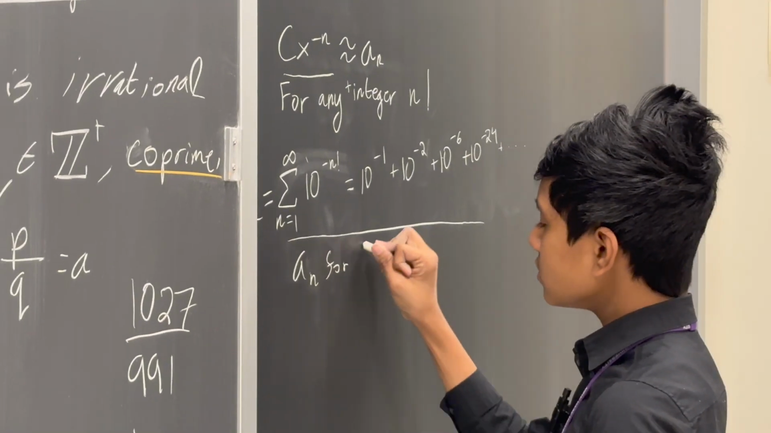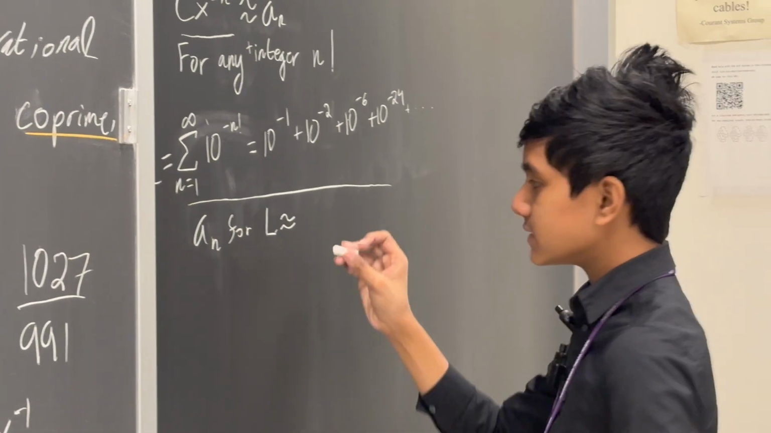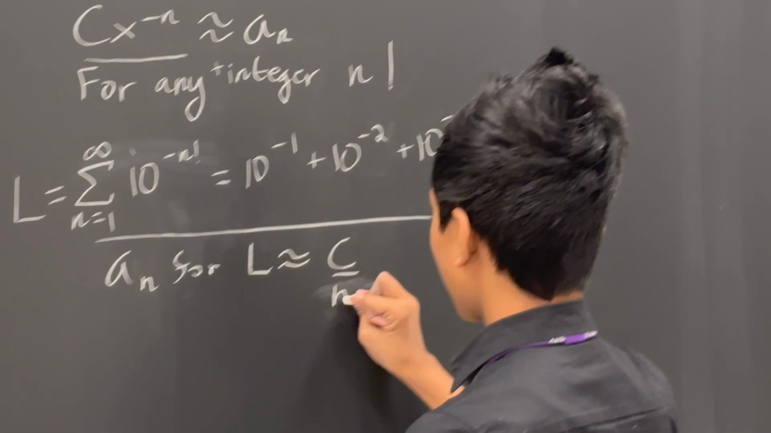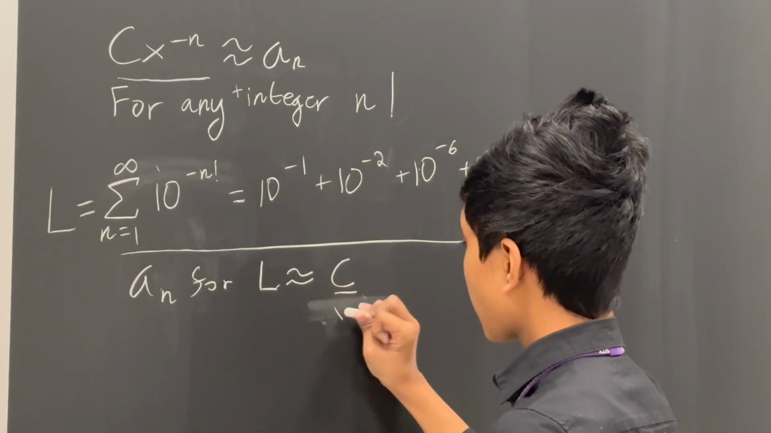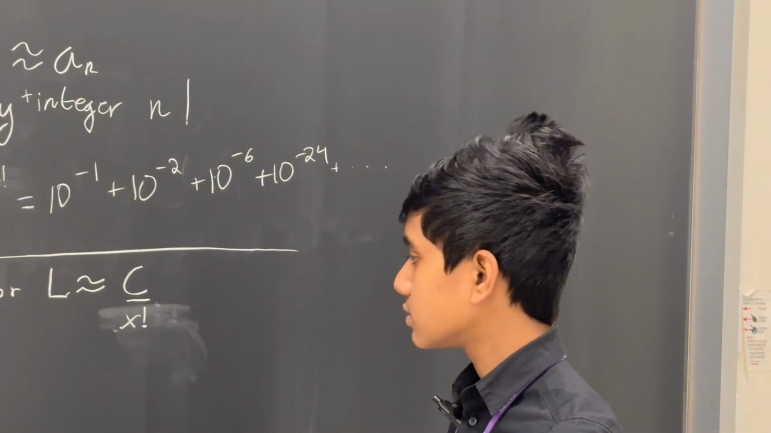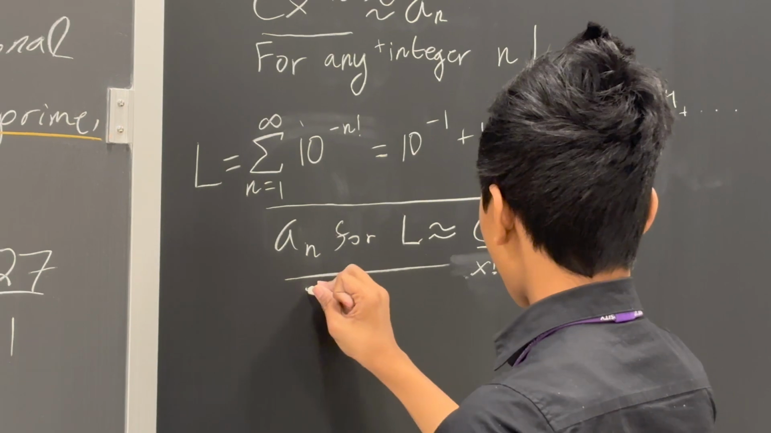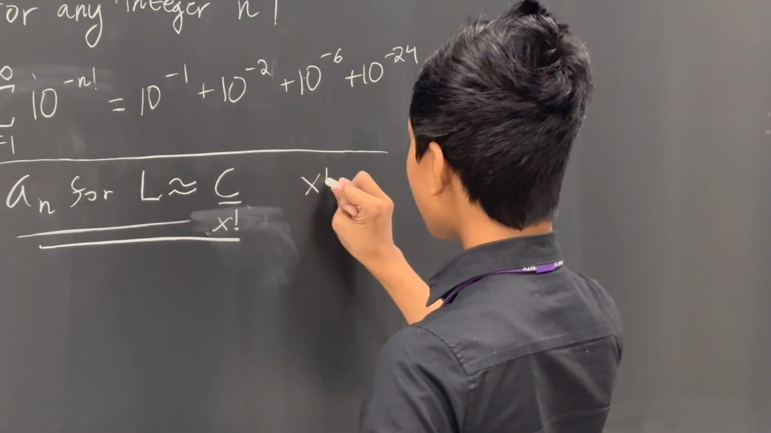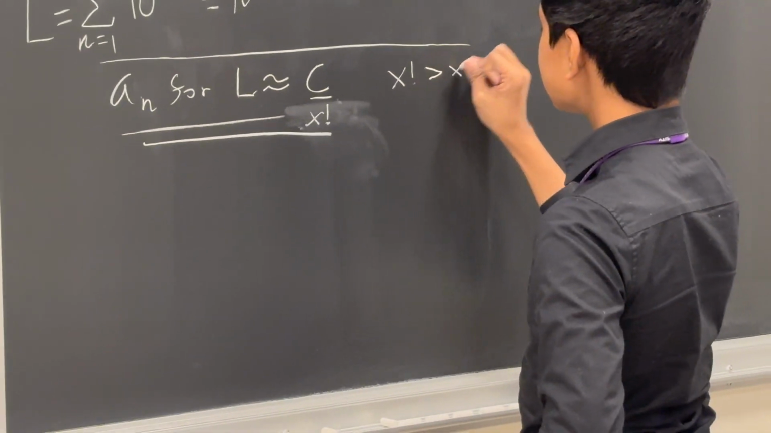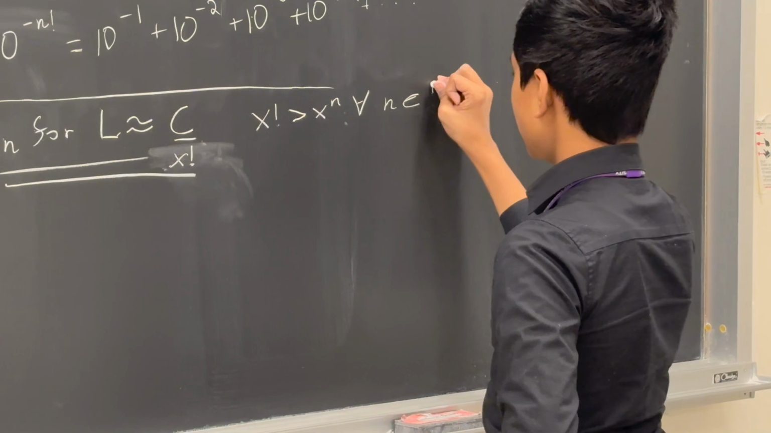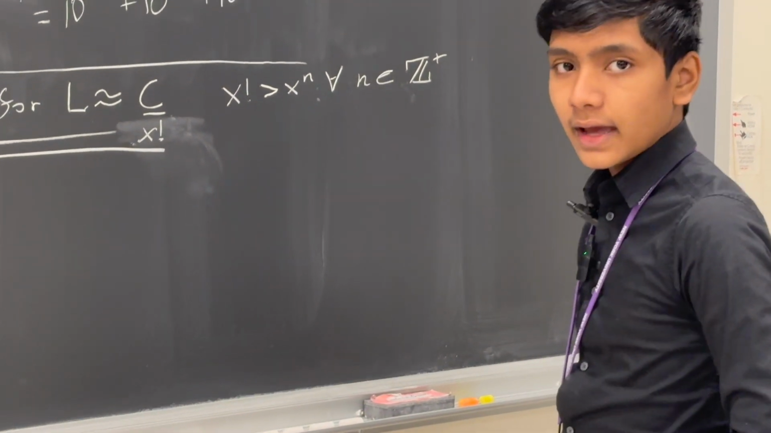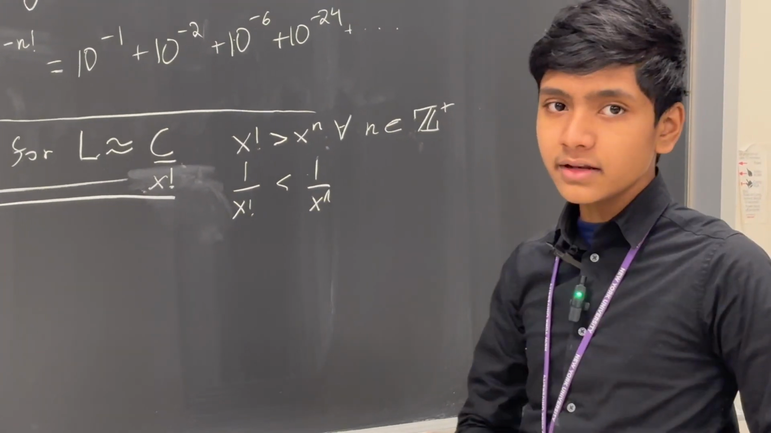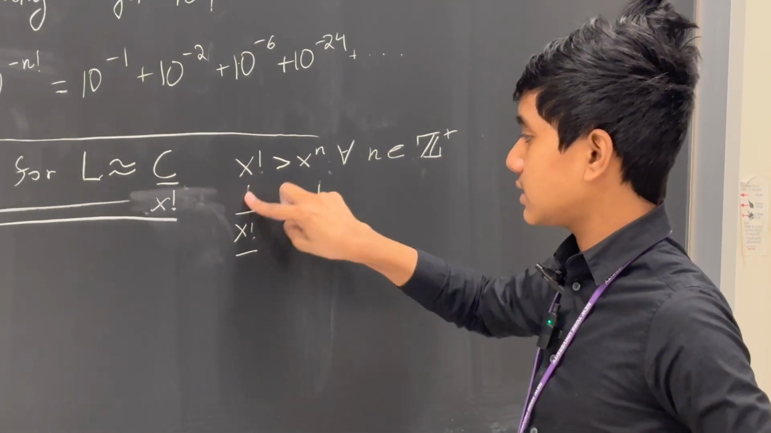An for L decreases at a rate analogous to C over x factorial, or I guess n factorial. No, x factorial. So, this is pretty huge. And of course, as you should know, x factorial will eventually be greater than x to the n for any positive integer n. And that means that when you flip these things over, you take the inverse, then this is always going to be less than this. Same thing over here.